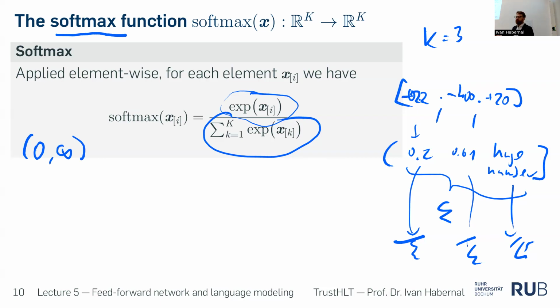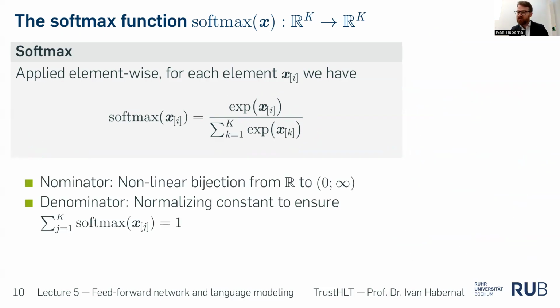Cool. That's it. So the denominator is nonlinear bijection. So yeah, I mean, bijection, so you can turn it back if you want, from real numbers to positive numbers, and the denominator is the normalizing constant to ensure that it sums up to 1. Okay, any questions? Softmax, your friend, learn it.